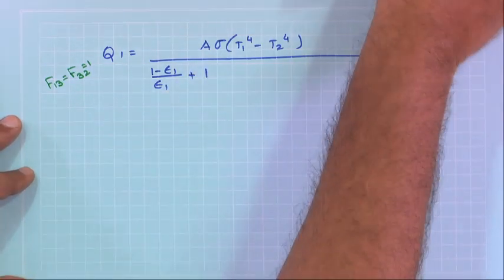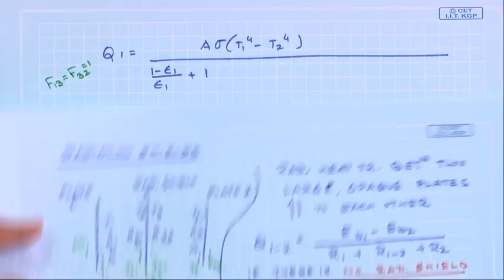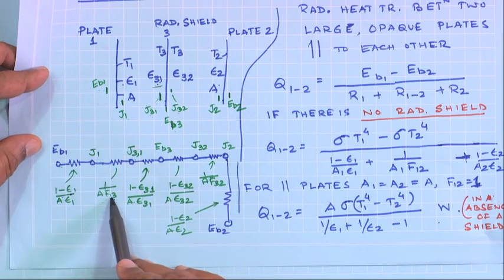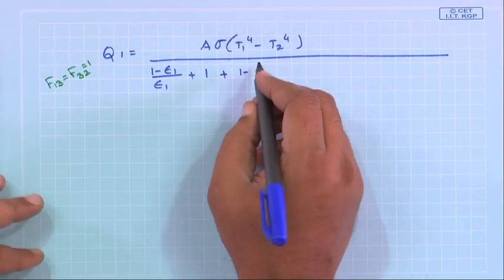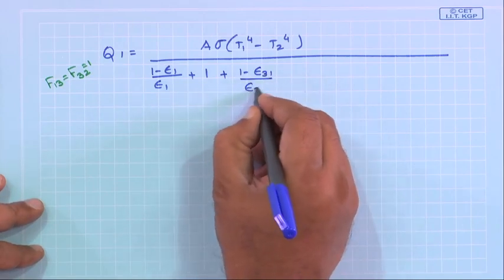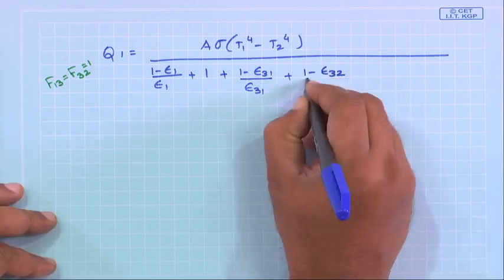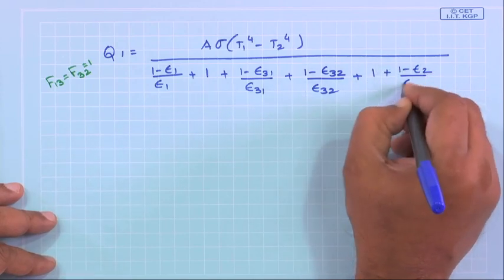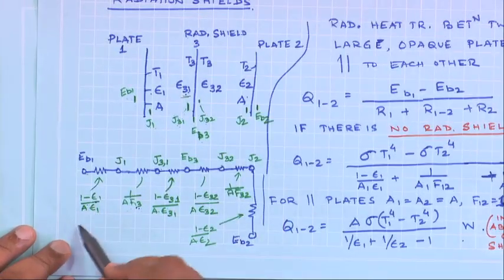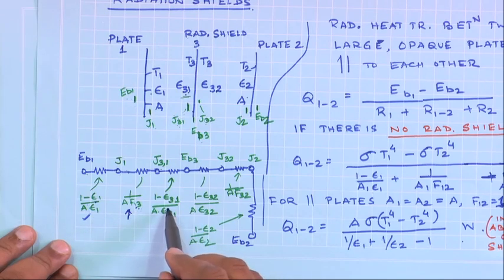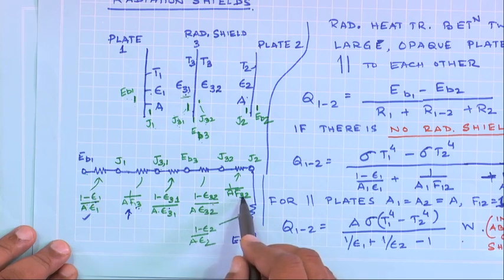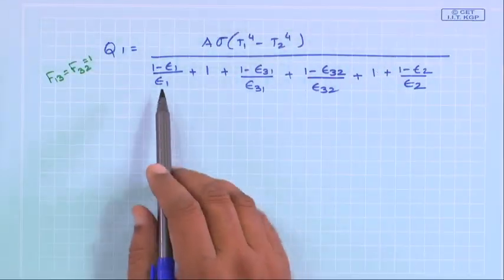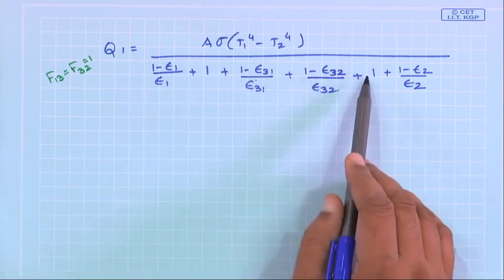Everything is in series. So, this is the first resistance. Since F13 is equal to 1 and I have taken A to the denominator, this is going to be 1 plus 1 minus epsilon 3 1. Once again this will have a value equal to 1, and this is going to be present in the final expression. So, I have the first one, then 1, the third one, the fourth one, then 1 and then the last one.